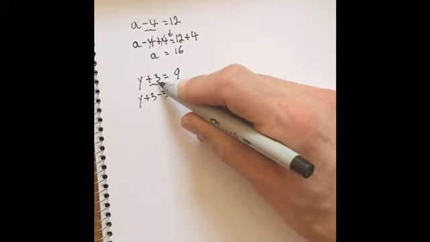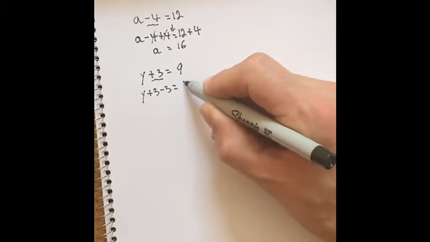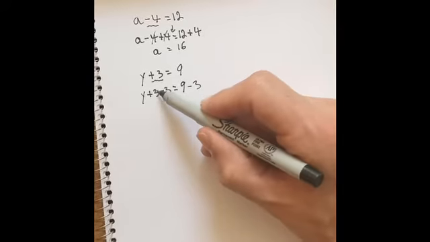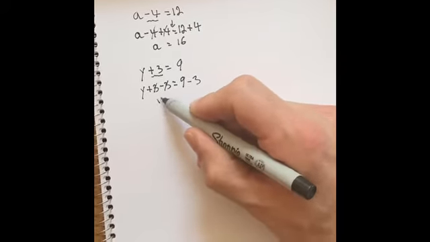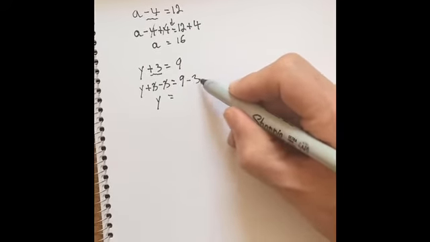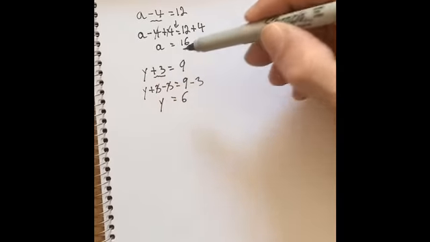Whatever we do to one side of the equal sign, we do to the other. So here we go. 9 subtract 3. Again, they effectively cancel. The only thing left is a y. Bring down the equal sign. 9 subtract 3 is 6. 6 plus 3 equals 9.